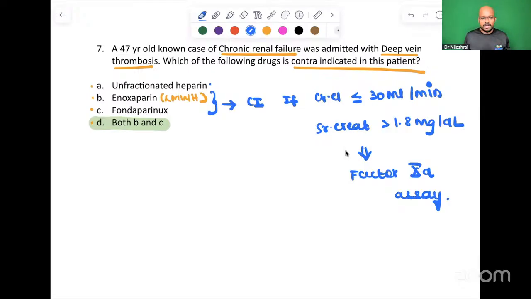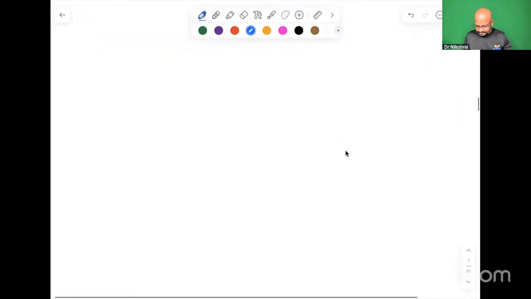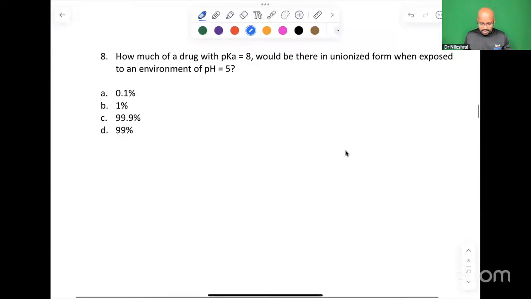Sorry. So here, Monica is saying option B might be the answer. No, not only enoxaparin, even fondaparinux is also contraindicated in renal failure. Moving on to the next question, buddy.